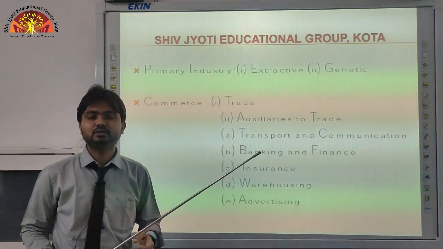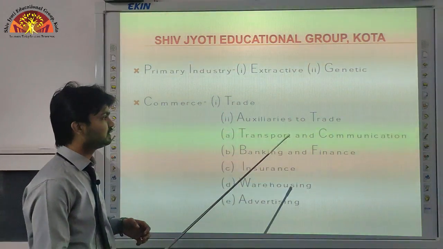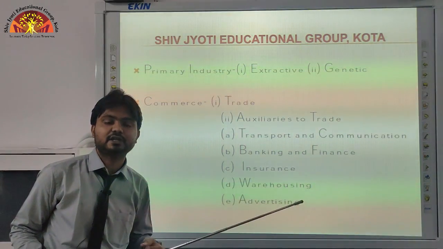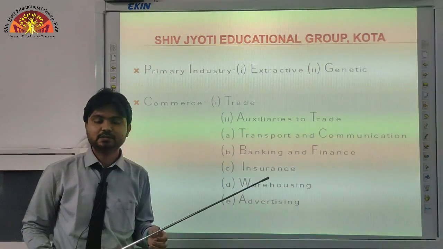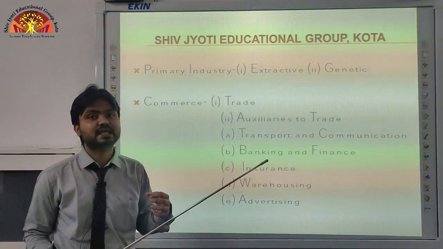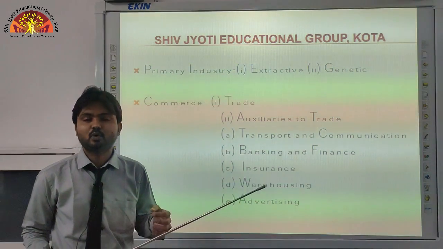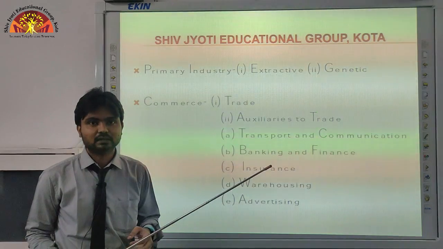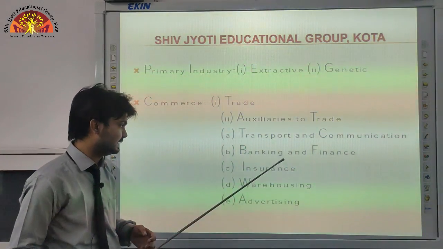And the auxiliaries to trade are just helping and supporting services. For example, transportation and communication for moving the goods from the place of manufacture to the place of consumption. Banking and finance help in providing the finance, that is capital, to business and industries. Insurance protects an individual from any kind of risk in the business, that is because of loss from theft, fire or any other case.